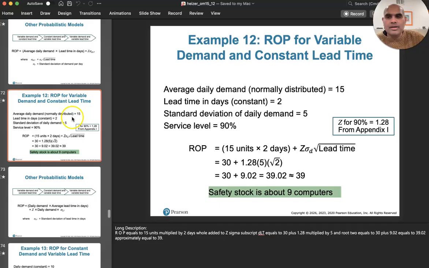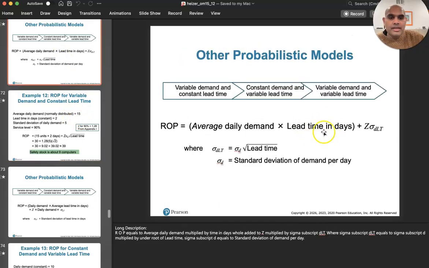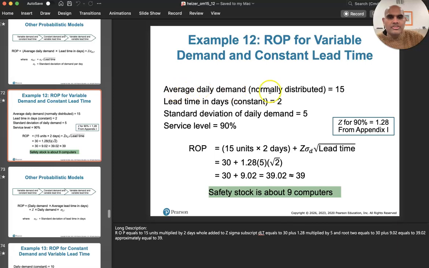In this previous example, where we are assuming that lead time is fixed but demand is variable, average daily demand is 15, lead time is 2, and standard deviation of daily demand is 5. And we want a service level of 90%. If you use the norm.s.inverse formula, you will find that the z value corresponding to that is 1.28. Now, in the textbook I think they ask you to look up the tables, but you don't need to look up the tables.